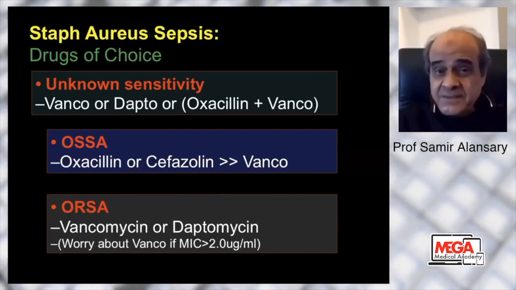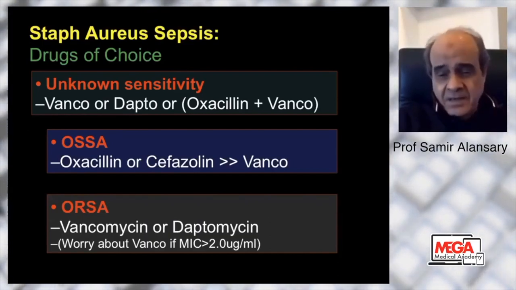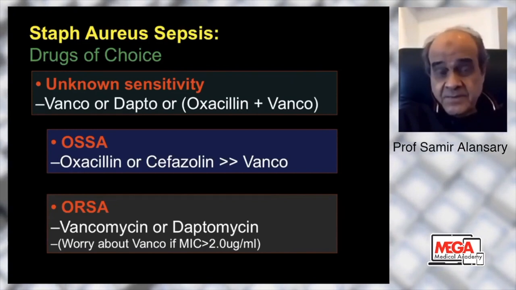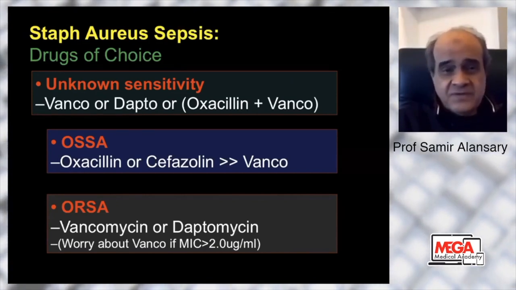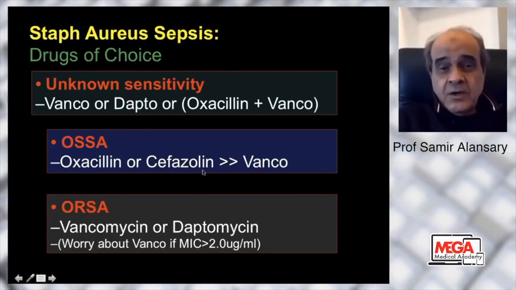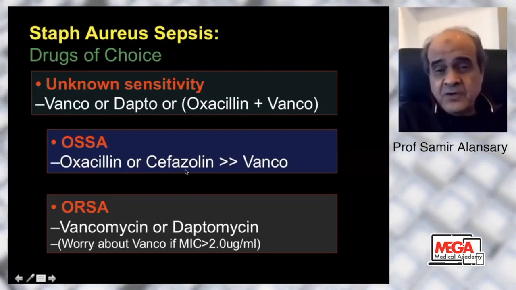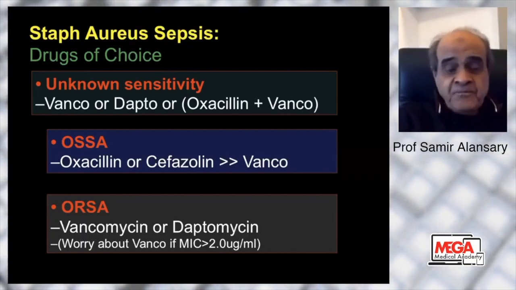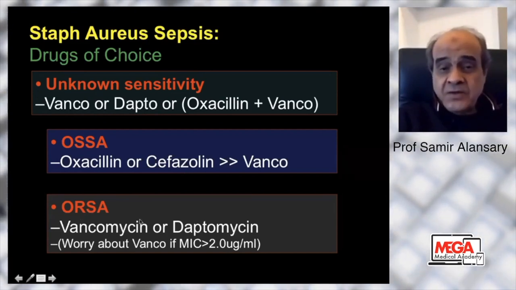If you know it's only staph sensitive staph, you have to give oxacillin, not oxacillin with vancomycin. But if you don't know, you have to give the combined vancomycin and oxacillin. In oxacillin sensitive, you can give oxacillin only or cefazolin or a cephalosporin covering staph. In oxacillin resistance, you have to give vancomycin or daptomycin.